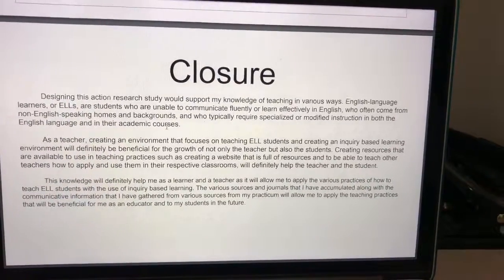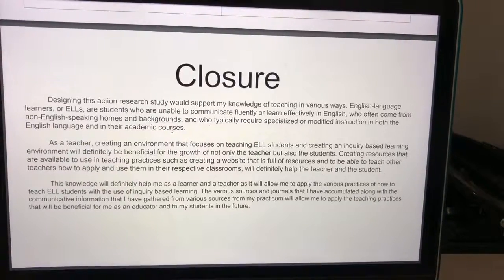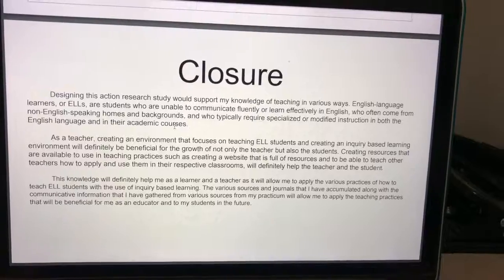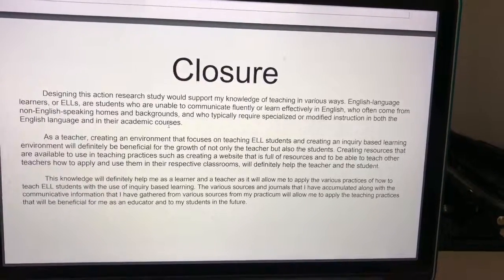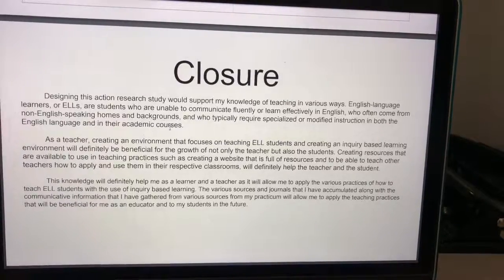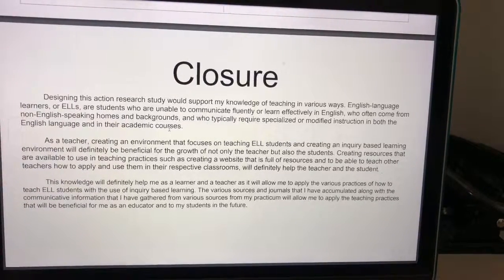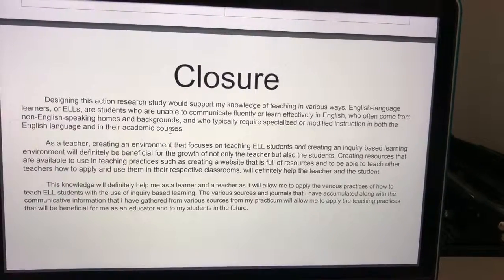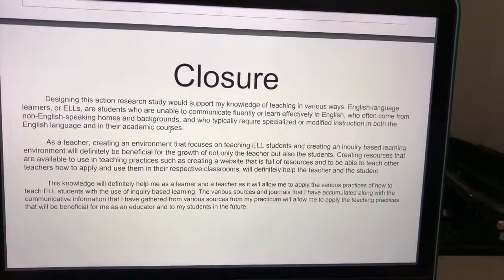In addition, this knowledge will definitely help me as a learner and a teacher, as it will allow me to apply the various practices of how to teach ELL students with the use of inquiry-based learning. Basically, the various sources and journals I've accumulated, along with the communicative information that I've gathered from various sources and from my practicum, will allow me to apply the teaching practices that will be beneficial for me as an educator and to my students in the future.